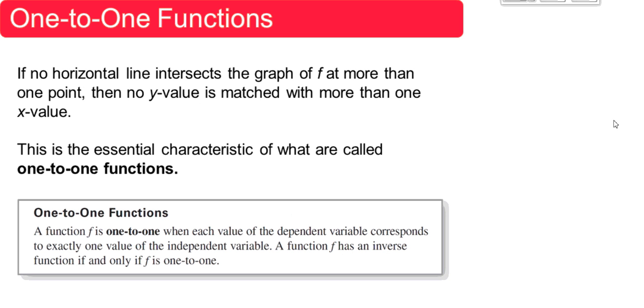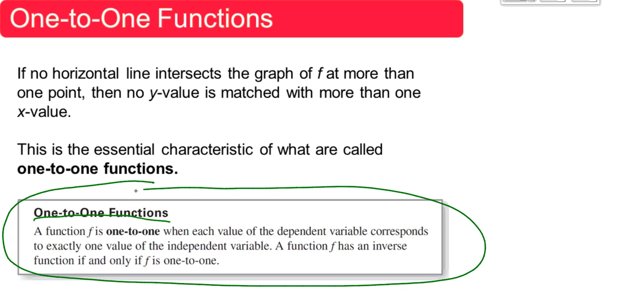If f is a function and it has an inverse function, these are called one-to-one functions. So you want to write this down also. Function f is one-to-one when each value of the dependent variable corresponds to exactly one value of the independent variable. A function f has an inverse function if and only if f is one-to-one. It can still have an inverse relation if it's not one-to-one, but it has to be one-to-one in order to have an inverse function. Pause this if you need to write more there, and then I'm just going to move on.